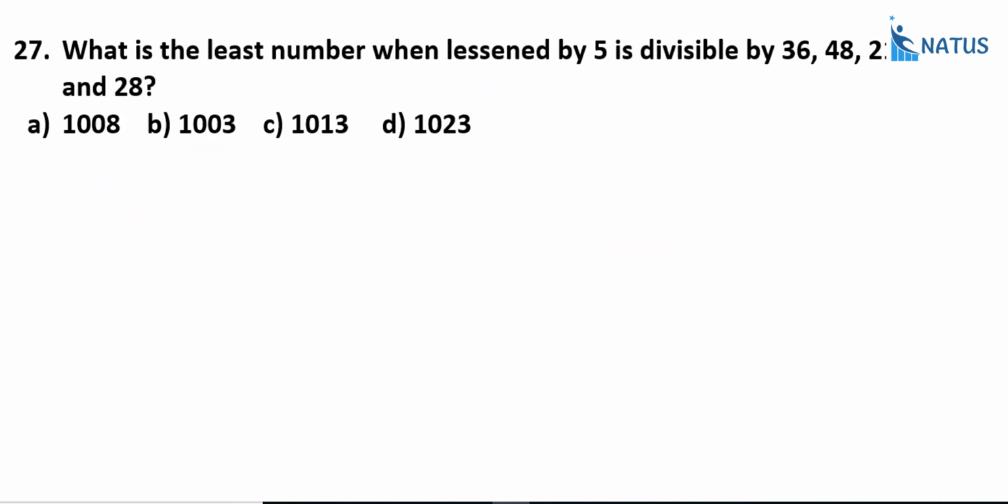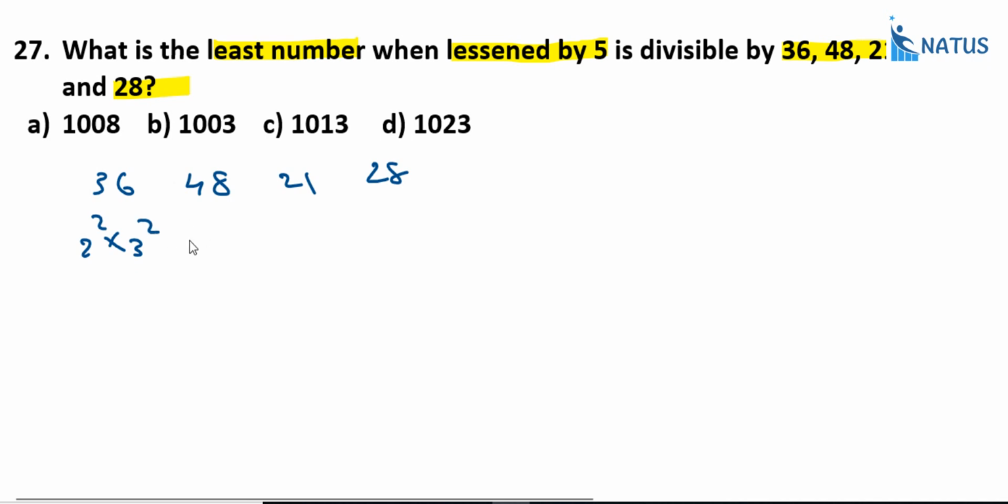Next, 27. What is the least number which, when lessened by 5, is divisible by 36, 48, 21 and 28? That number must be a common multiple of these numbers. What are the numbers? 36, 48, 21 and 28. 36 is 2 square into 3 square, 48 is 2 to the power of 4 into 3, 21 is 3 into 7, and 28 is 2 square into 7.